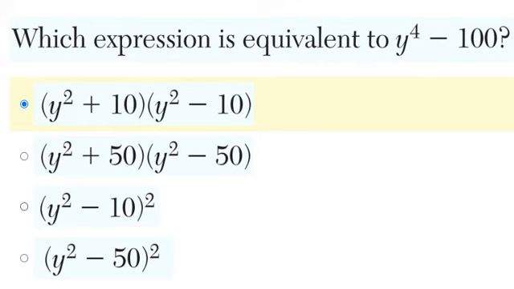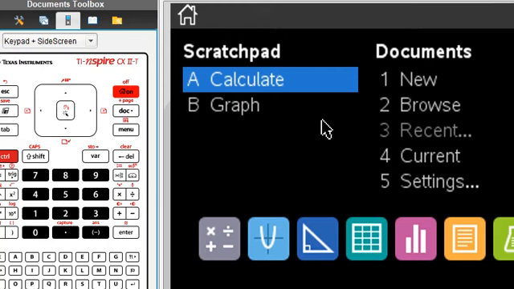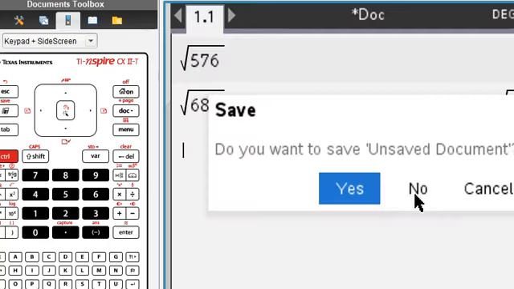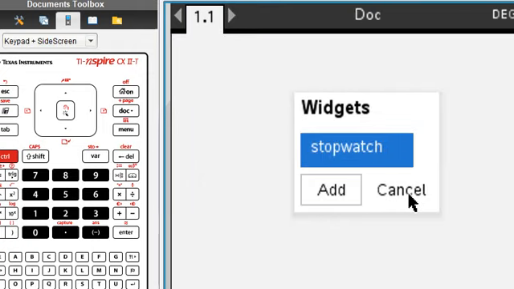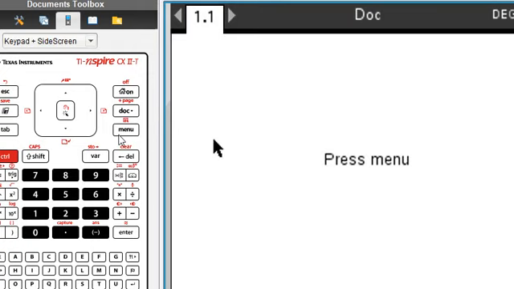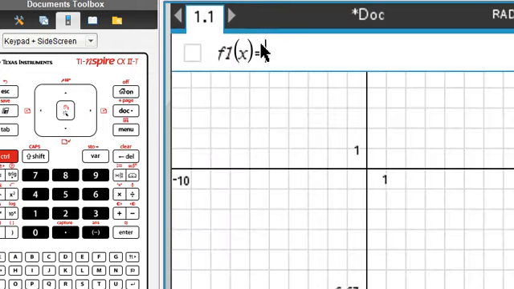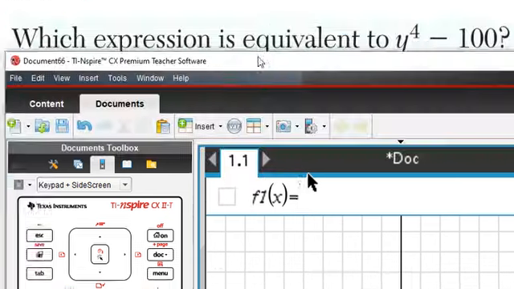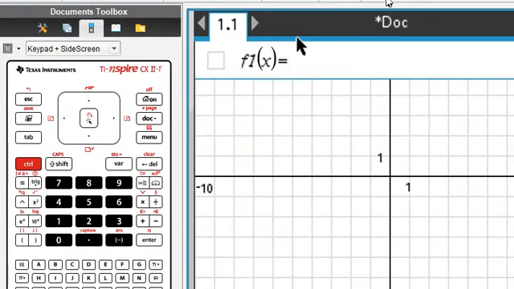Now, it is very possible that you might forget that. But if you've got a graphing calculator, you own this question. Home screen, new document, say no to drugs, and add a graph page. Now, the first thing we're going to graph, I'm not going to use the variable y because I'm in the calculator. So I'm going to say x to the fourth minus 100, because our calculator uses f of x.